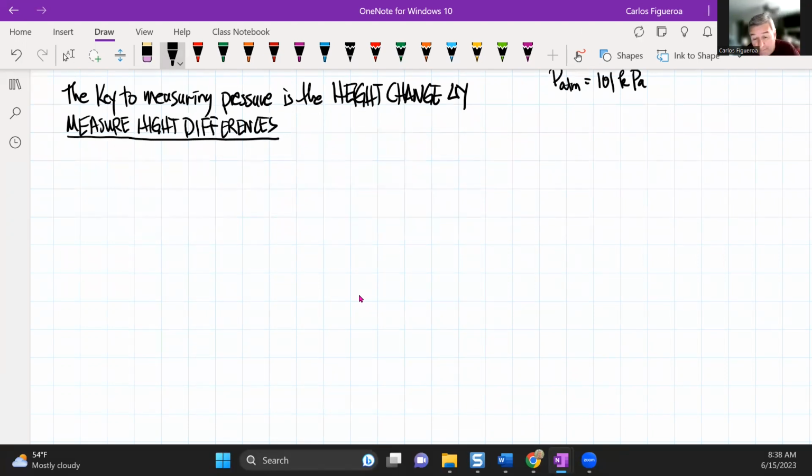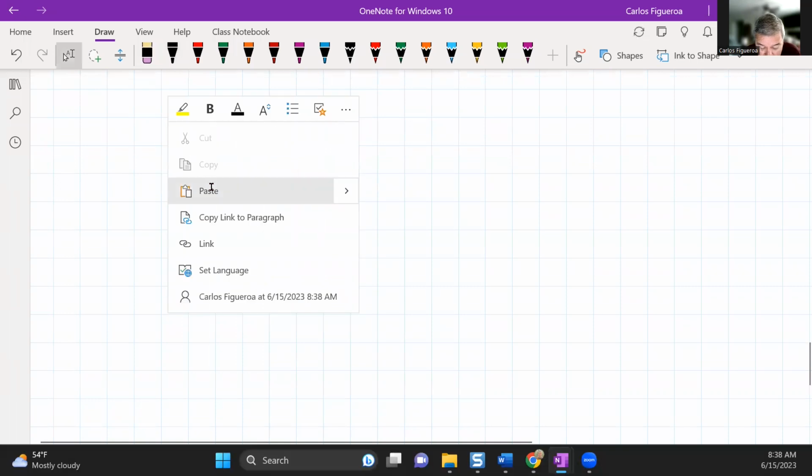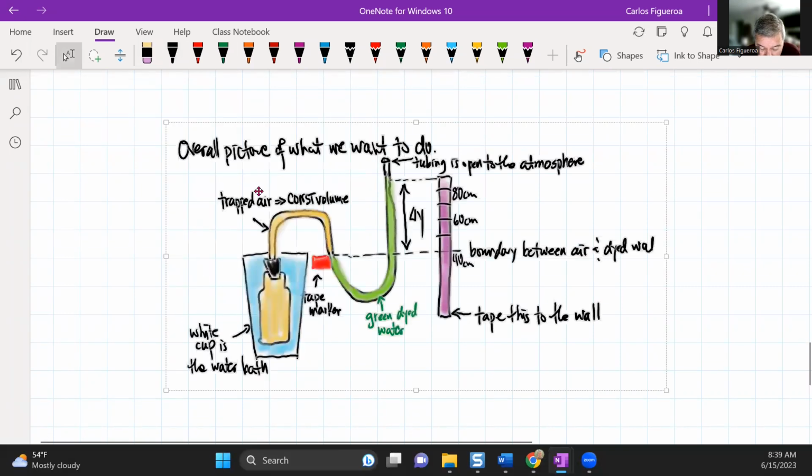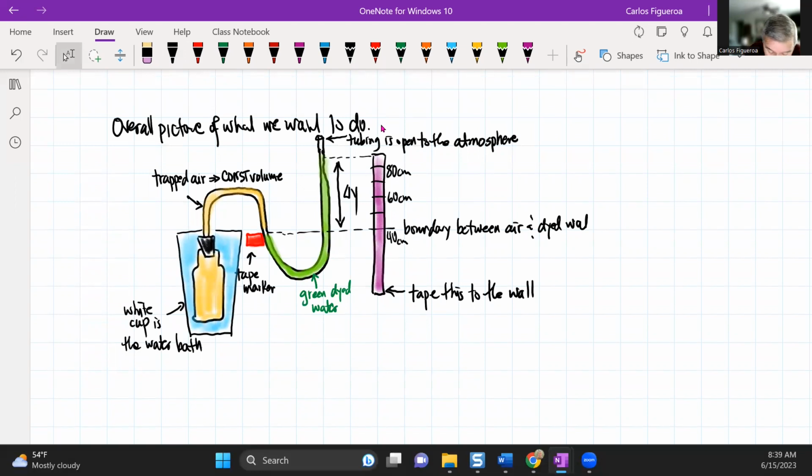So let's look up at the setup again. I'm going to erase a lot of things just to make it a little bit cleaner here. The first thing that I'm going to do is get rid of almost everything here.